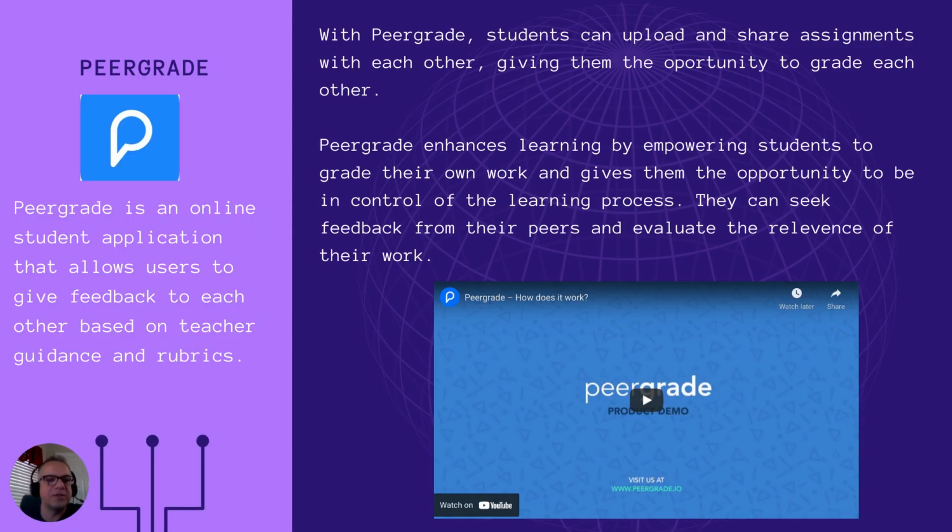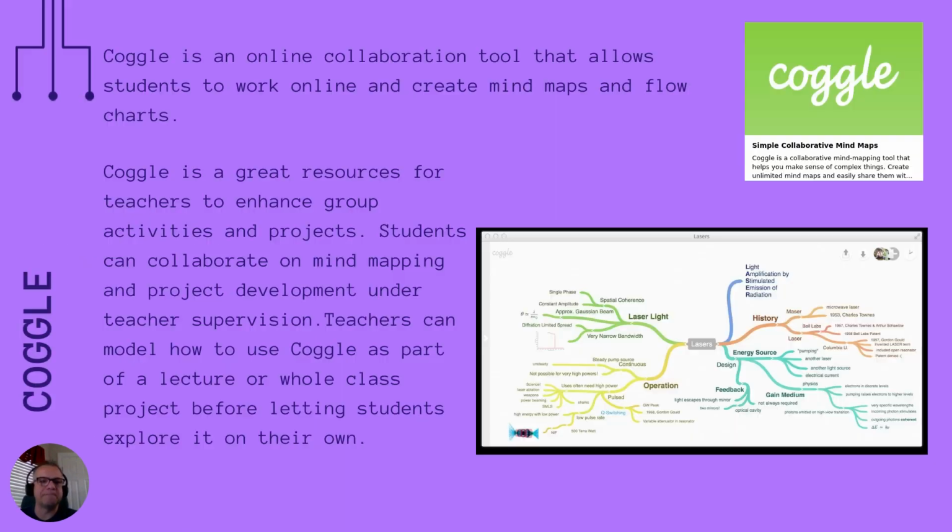PeerGrade is an online student application where students can submit their works online and have each other grade them. So this gives an opportunity for students to give each other feedback, read each other's work, and really build that collaborative environment for students. This really gives them control over the learning process, where they can seek feedback from others and evaluate the feedback that they give, as well as how they evaluate themselves in the future. So I like PeerGrade's functionality for giving students that opportunity.